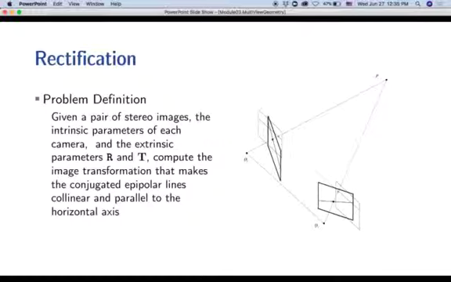So let me just give you a simple relationship there. I won't derive the whole thing. But given a pair of stereo images, the intrinsic parameters of each camera and the extrinsic parameters R and T of camera 2 with respect to camera 1, that's my R and T of how camera 2 is rotated or translated with respect to camera 1, then I can compute the image transformation, which turns out to be a homography. I can compute the image transformation that makes the epipolar lines collinear and parallel to the horizontal axis.